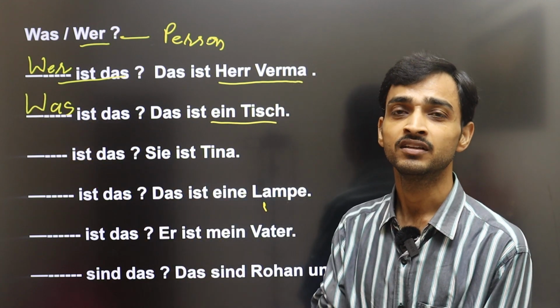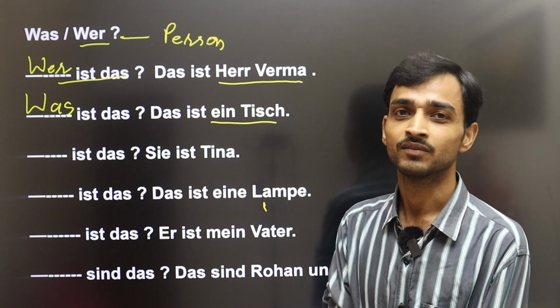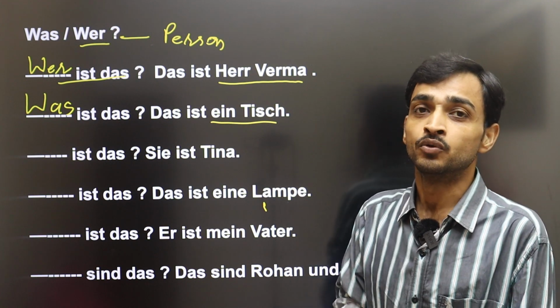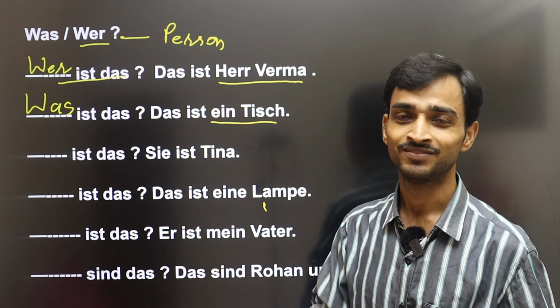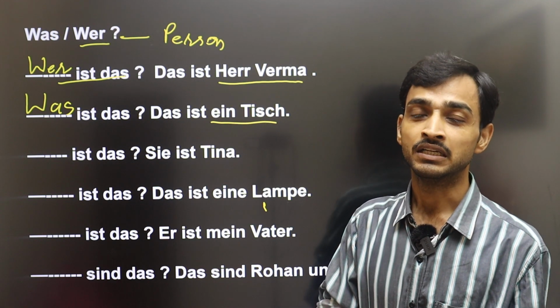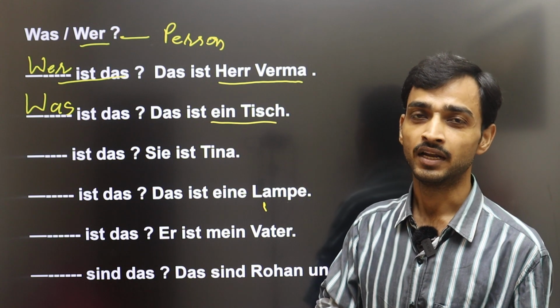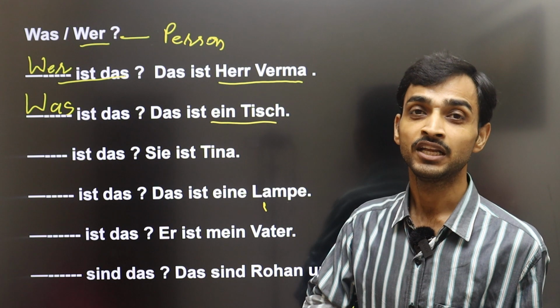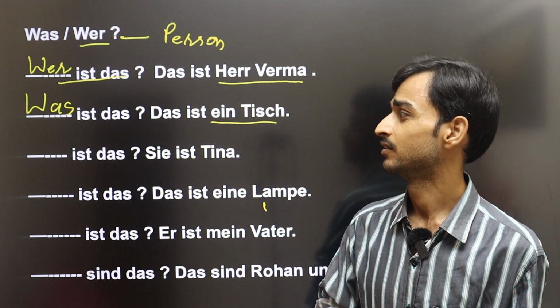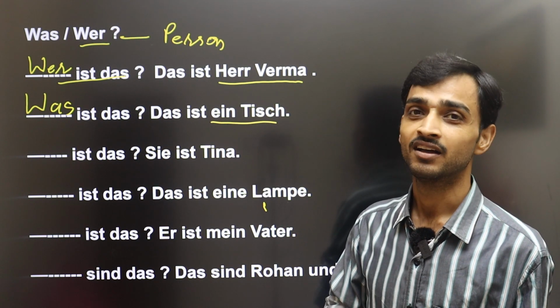I hope now you understand the difference between was and wer. This is very, very important. You can have this kind of exercise in your textbook of class 5. So you can learn that book also, and after learning that book, you can watch this video. And you can tell your friends, they can also understand.